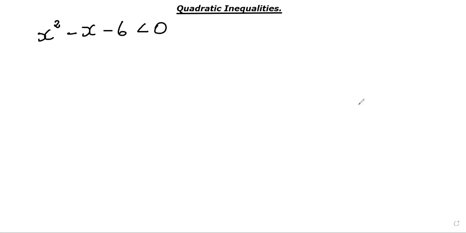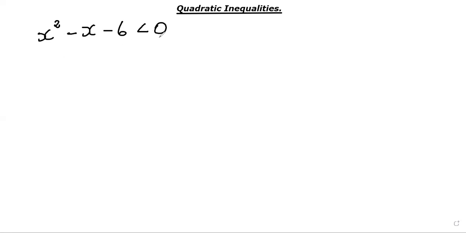So let's consider this question. It says x squared minus x minus 6 is less than 0. In other words, we are looking for the values of x for which this function is less than 0. Where the function is less than 0, it's where it is below the x-axis, in other words, where the y values of the function are negative.